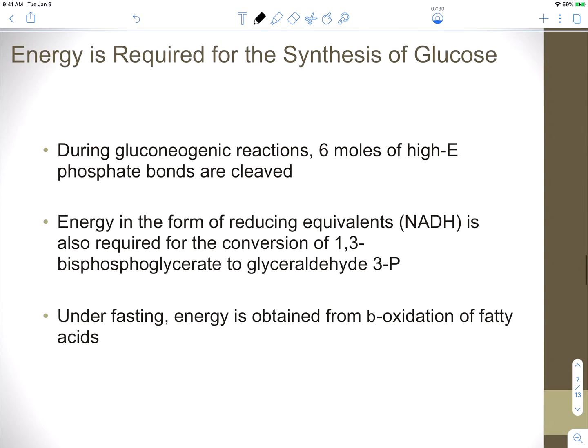Now, the synthesis of glucose does require energy. As I mentioned before, it takes ATP to reverse all of these reactions, and you don't form ATP. So the energy is going to be in reducing equivalents of NADH. And under fasting condition, of course, this all comes from beta oxidation of fatty acids.